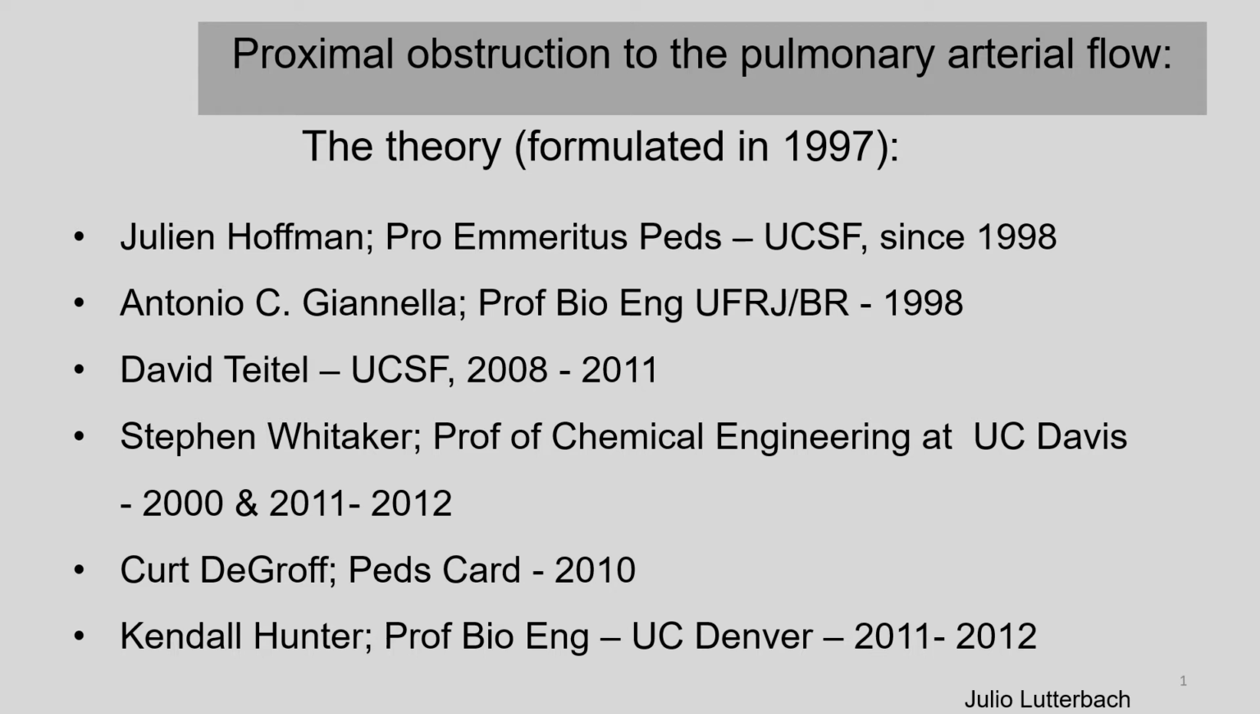This presentation is about proximal obstruction to the pulmonary arterial flow, which means obstruction that affects the elastic pulmonary arteries, which are arteries that are rich in elastin and have a lot of recoil. And this part of the proximal circulation is responsible for the conduction of the flow without usually offering resistance.